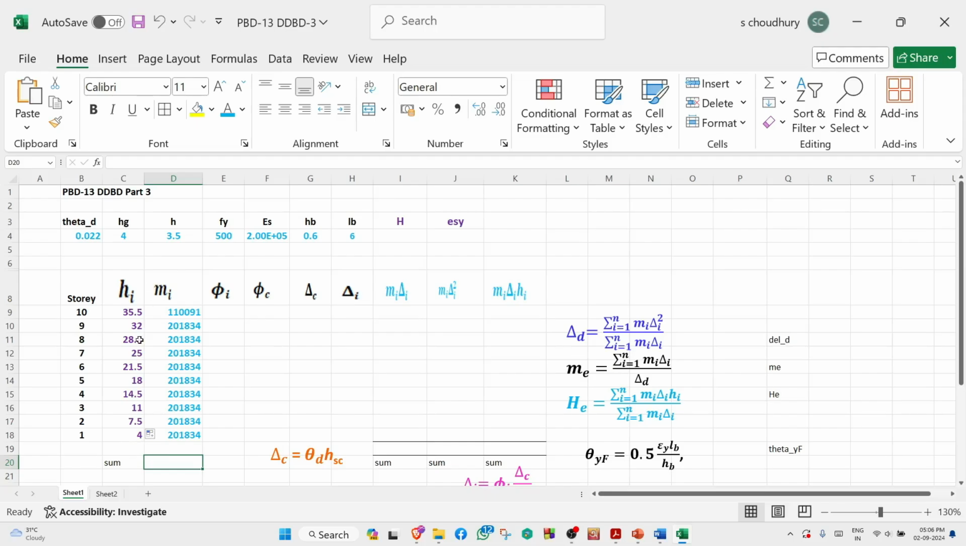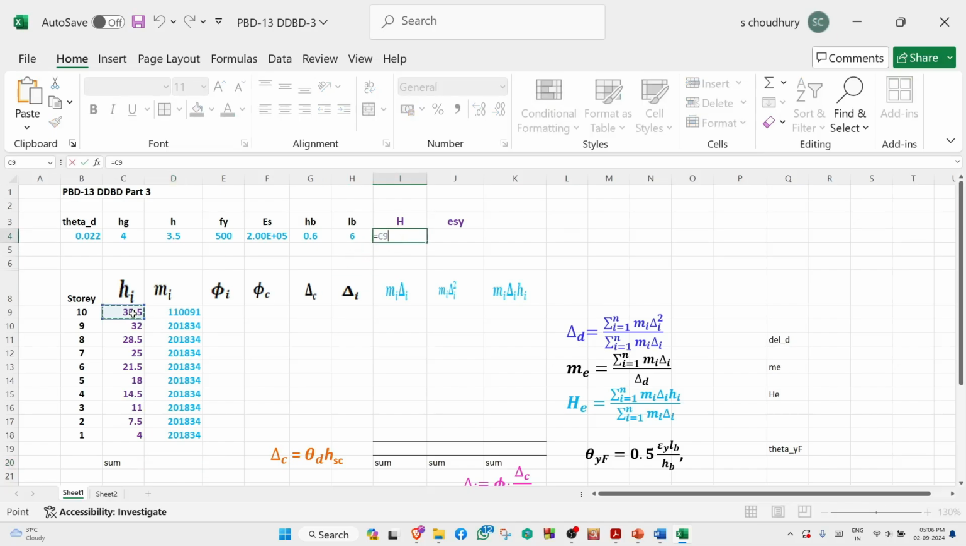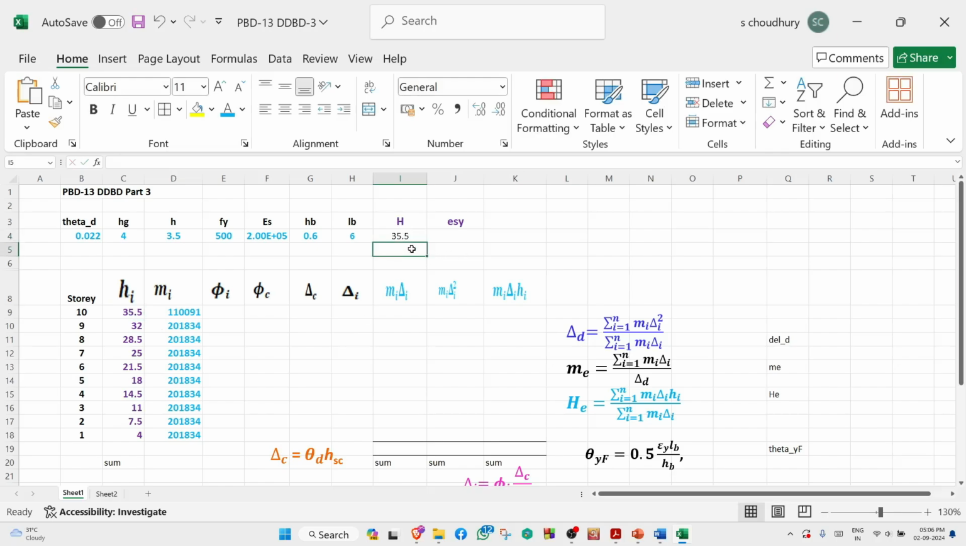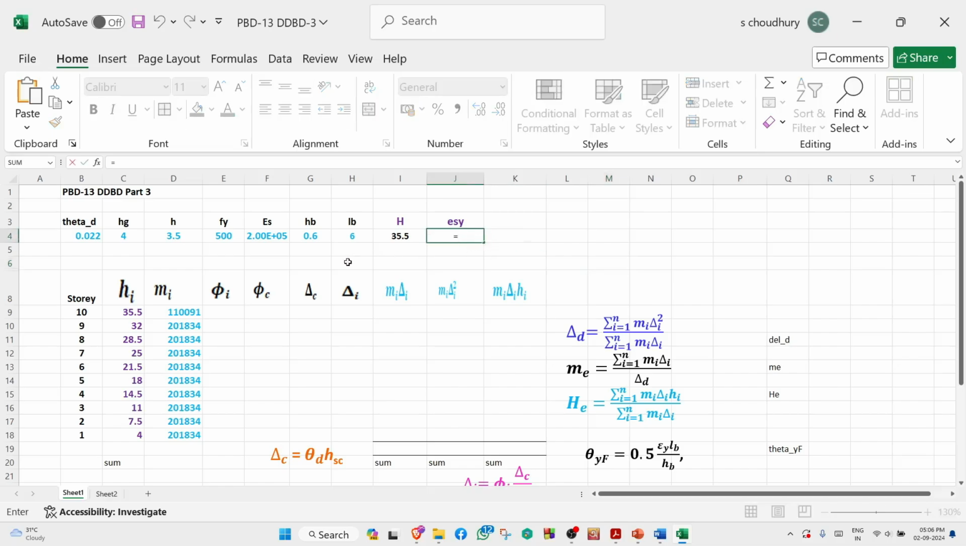Now if I take sum of all this, then the final height is 35.5. So height of the building is this. So this equal to this one. 35.5 is the total height of the building. Let us find out the strain in the steel. So it is equal to the Fy divided by Es, this one. So this is the strain in the steel.